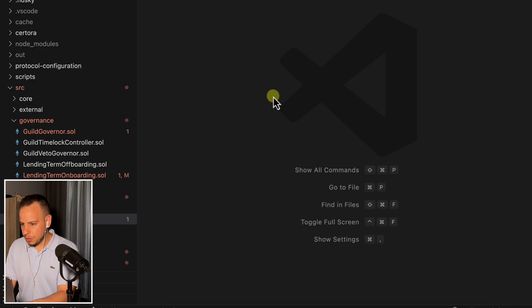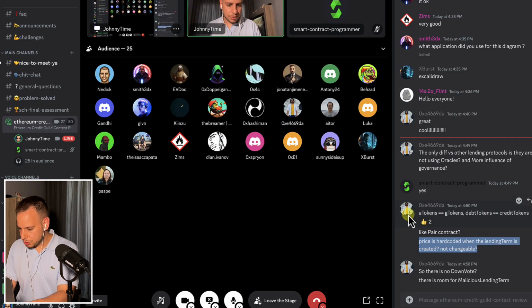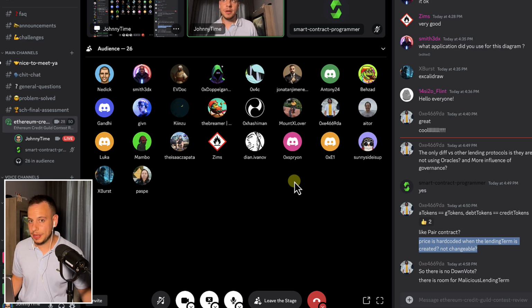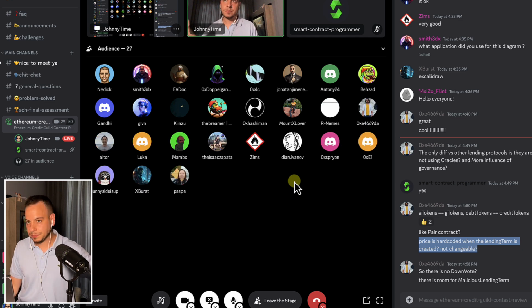And before we move on, I want to ask you if there are any questions. There is room for a malicious lending term, but the implementation needs to be in the whitelist. It's not going to be just a random smart contract that you created or an EOA account. And also, the parameters will be seen and people will not vote for it. So if you just propose a shitty lending term or something to gain value from the system, the guild token holders will not vote for it.